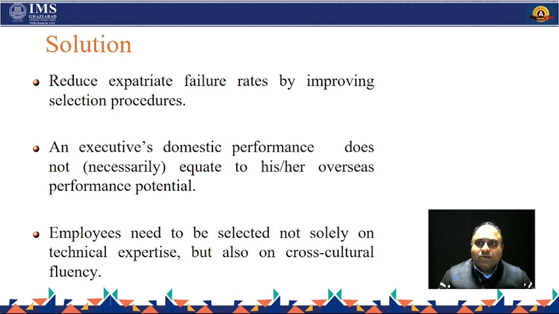What are the solutions that you can see? The first solution we suggest is to reduce the expatriate failure rate by improving selection procedures. Companies need to focus on good selection procedures and a good evaluation process. Then they can choose the right person with different perspectives so that risk can be reduced, failures can be reduced, and expenses or losses can be minimized.